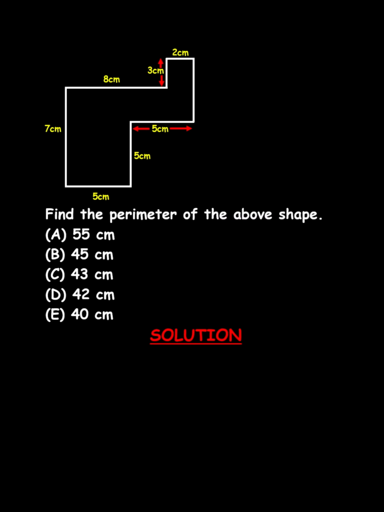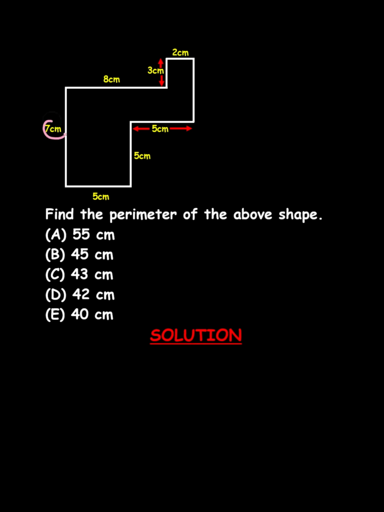Find the perimeter of the above shape. A. 55 centimeters. B. 45 centimeters. C. 43 centimeters. D. 42 centimeters. E. 40 centimeters. Solution. We first find the unknown side.